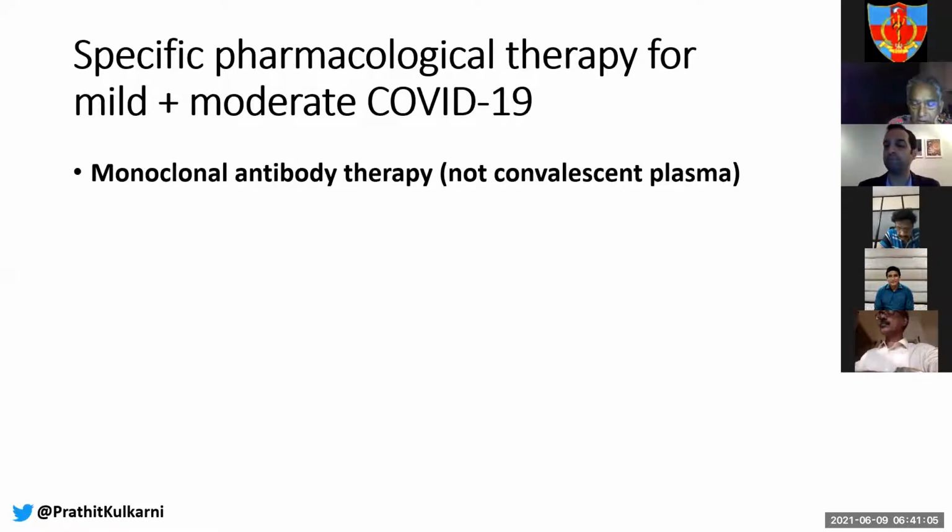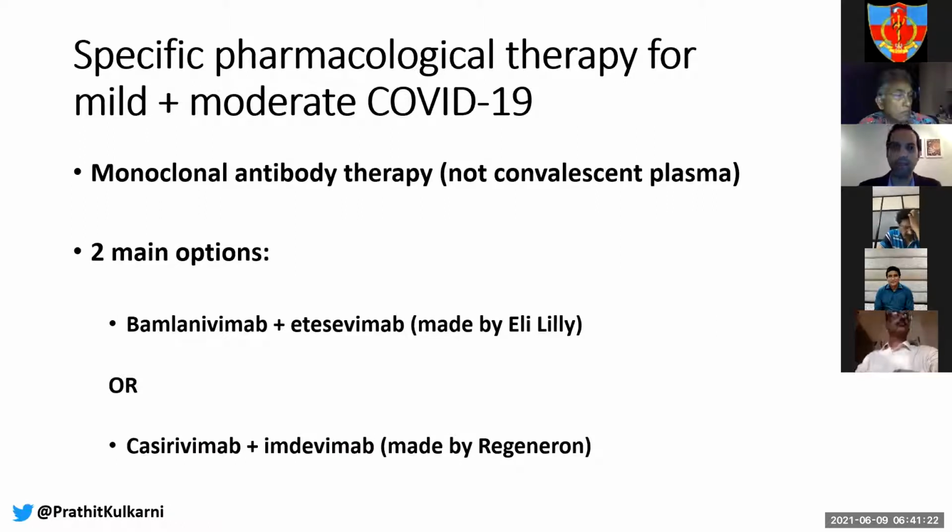Monoclonal antibody therapy has been shown to provide mortality benefit, meaning it saves patients' lives to give monoclonal antibody therapy, not convalescent plasma, monoclonal antibody therapy. The two main options for this are two antibodies made by Eli Lilly and two others made by a company called Regeneron. I believe in India, what is available is the first one, bamlanivimab plus etesevimab. That's a monoclonal antibody cocktail, which has shown mortality benefit in patients with mild to moderate COVID.